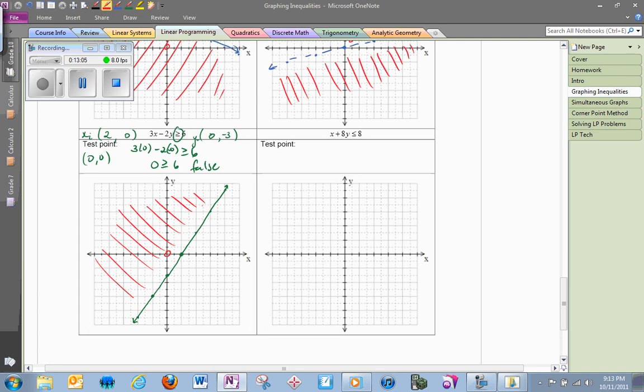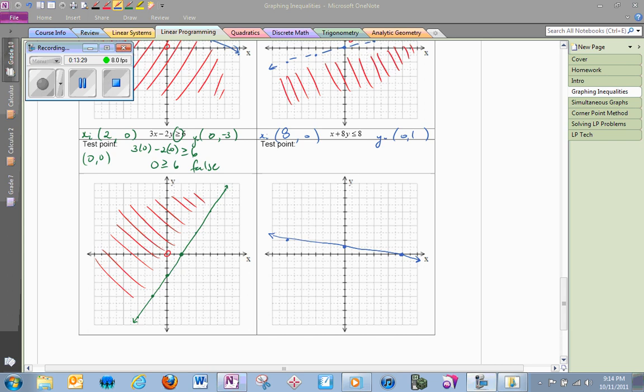Okay, next one. I'd like you to try this on your own. Everybody find the x-intercept, so you know that it's something, 0, and find the y-intercept, so you know it's 0, something. Once you do that, graph that, and notice again that it is a solid line. Hopefully you got the x-intercept being 8, 0, and the y-intercept being 0, 1.